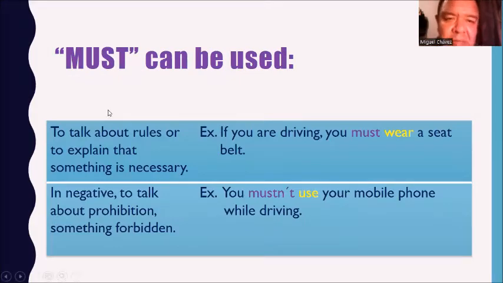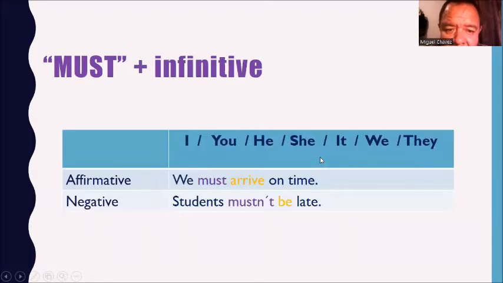Then we have must, which can be used to talk about rules or to explain that something is necessary. For example, if you are driving, you must wear a seat belt. If we have this modal verb in negative, we are going to talk about prohibition, that something is forbidden. You mustn't use your mobile phone while driving. In this presentation, we are going to see only the verb must in affirmative and negative.